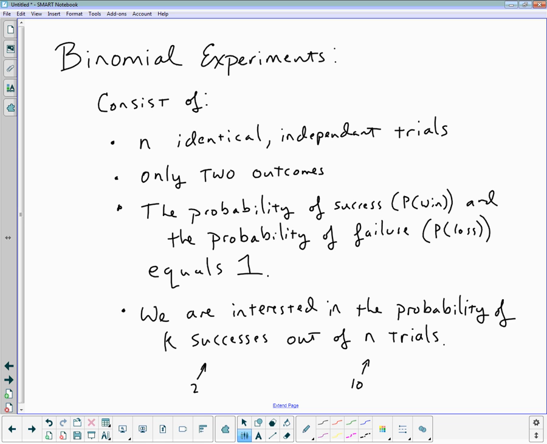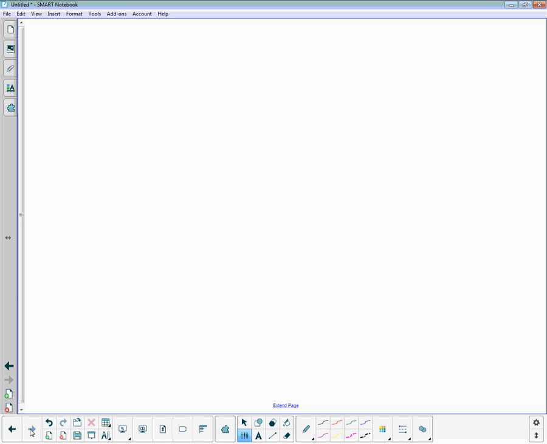As long as we understand our variables, we're ready to go. So what we're talking about is fair dice. We usually talk about fair dice and fair coins, the ones that are not biased.